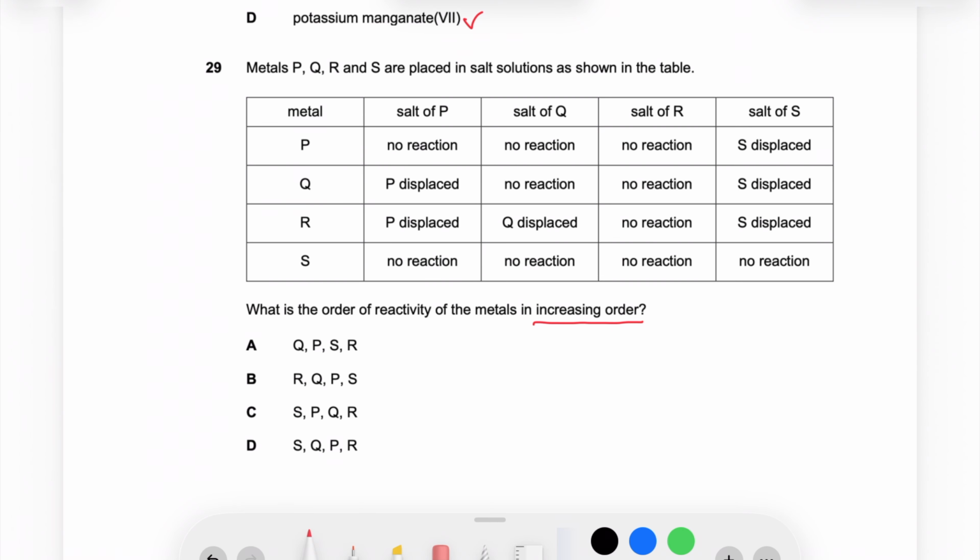so let's see. S has no reaction, so S is definitely the lowest. And then which one is the most reactive metal? It will be R, because R displaces the rest. Okay, and then Q is the second one. P can only displace one, so P is the third. So in the increasing order, you start from the bottom. So S, P, Q, R, C.